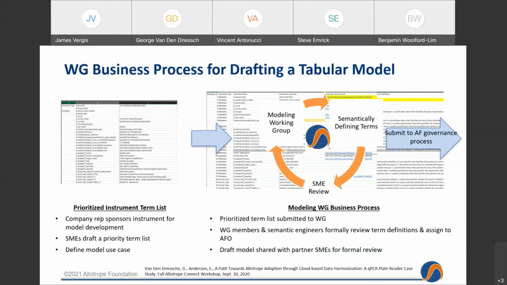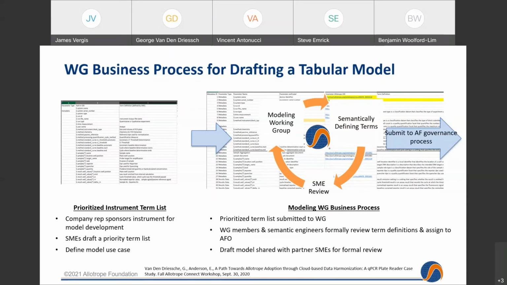After the semantic engineers complete that process, they share the model back with the working group and SMEs to provide their feedback. Are these semantically defined terms accurate? You repeat this process 2 to 3 times. And then finally, that model is submitted to the Allotrope Foundation governance process.